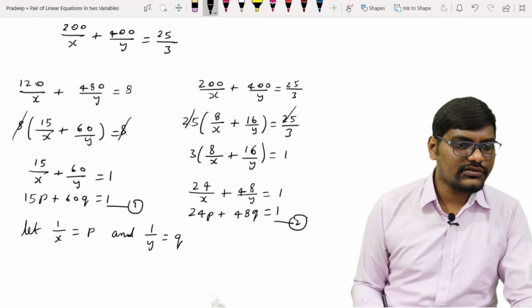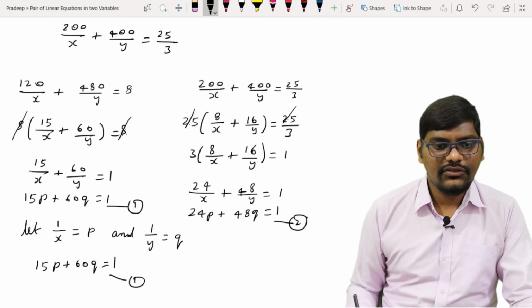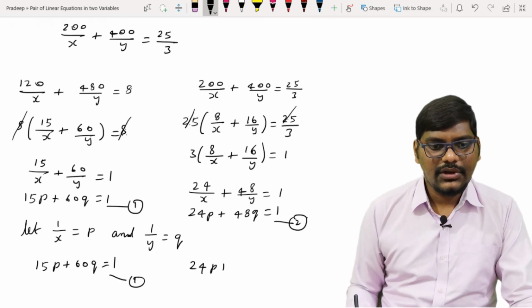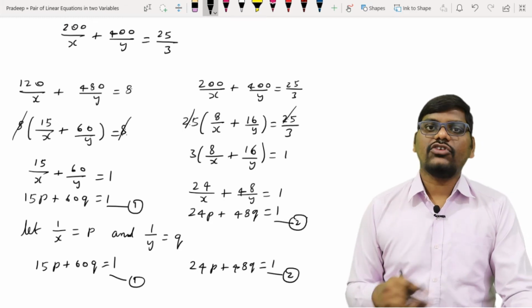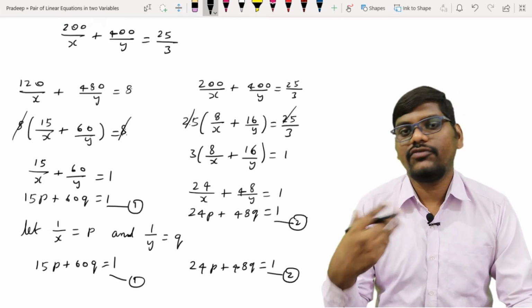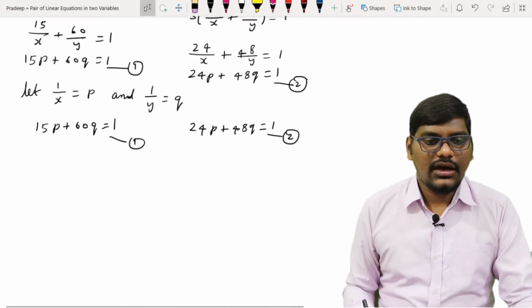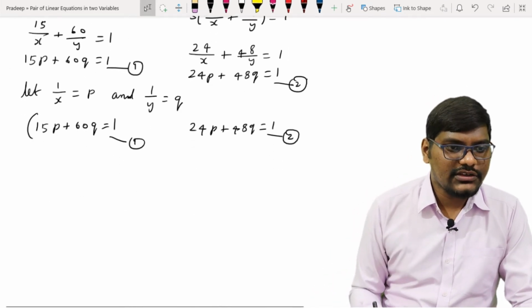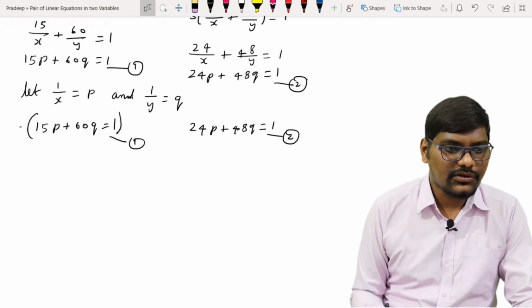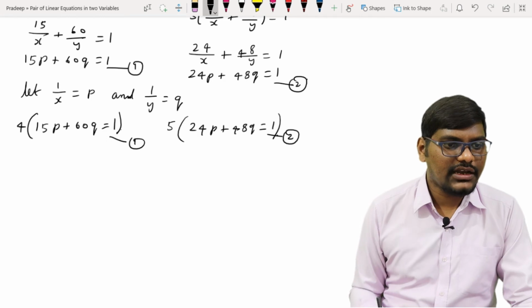So these are the two equations which we got: 15p plus 60q equal to 1, the first equation, and 24p plus 48q equal to 1, the second equation. If we solve these first and second equations, we'll be getting p and q values, then we can solve further easily. So now I'll multiply the first equation with 4, and the second equation I'll multiply with 5, and let's see what we get.